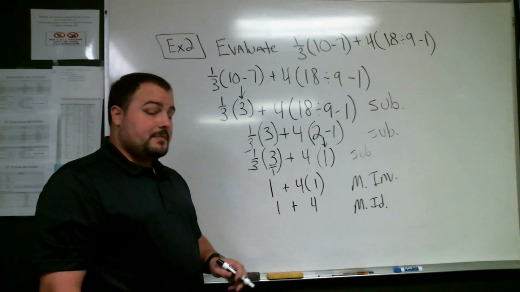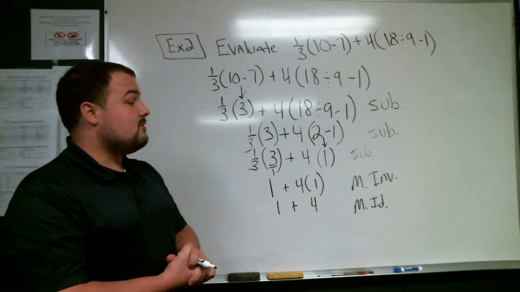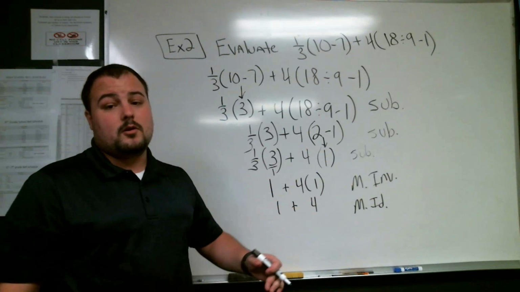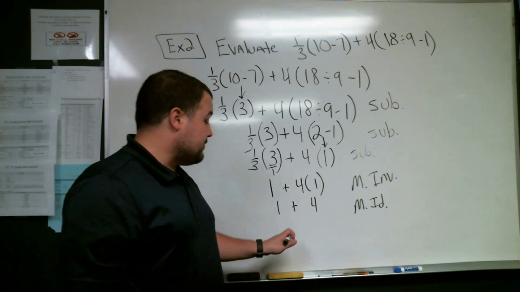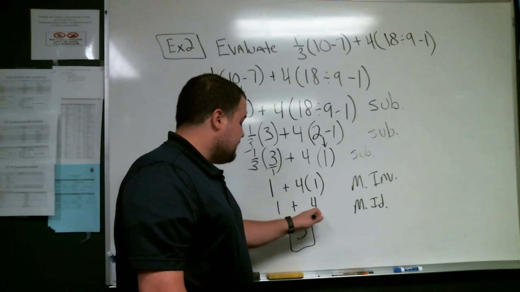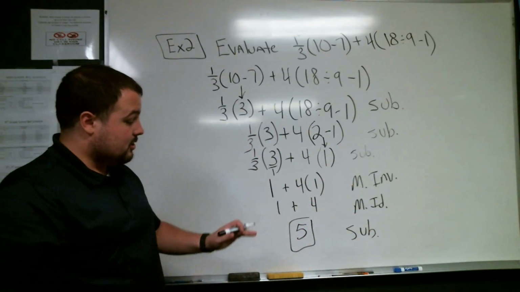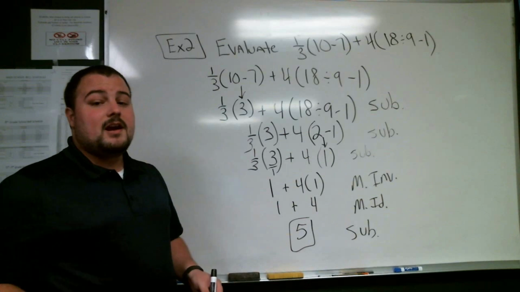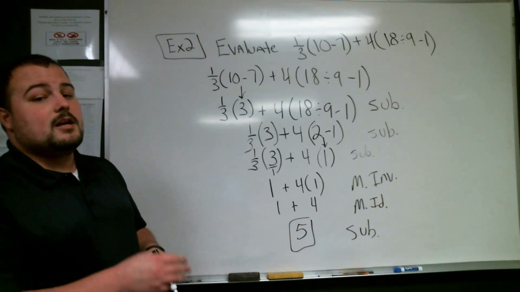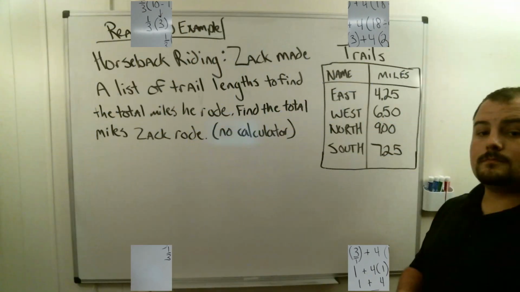Drop everything else down. So this really hard and complicated problem really is 1 plus 4, which to us, that's pretty simple. That's just a number, 5. And that means that the last property that we just did was substitution. We took 1 plus 4 and we got 5, and that's our answer. Let's go ahead and do example 3.